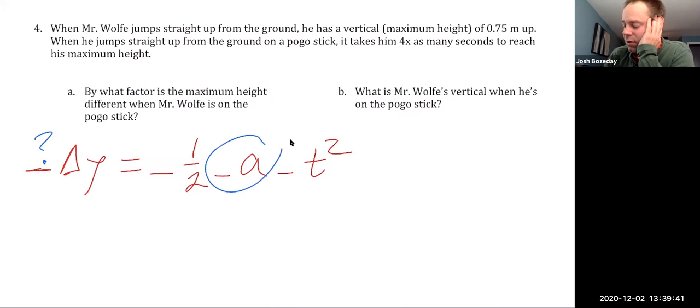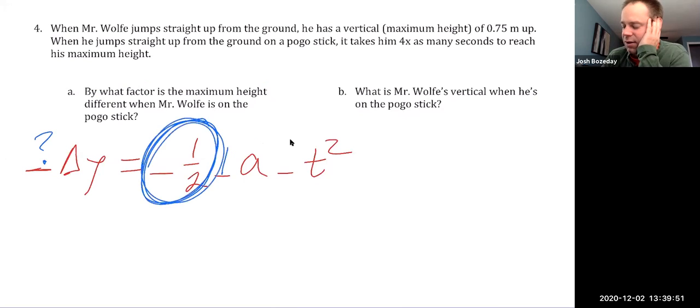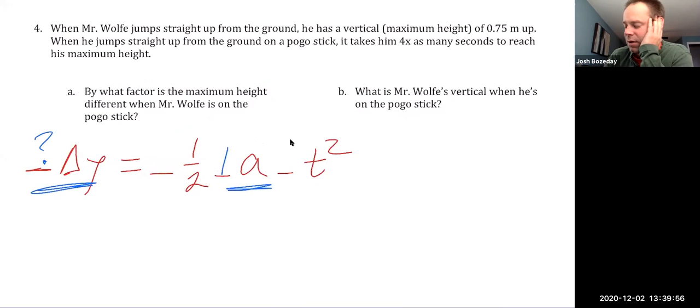We're still on Earth, so gravity, whether we're on the pogo stick or just jumping up and down, is still 9.8. We can't change that. So that's a 1 because it's the same. There's nothing you can do to change the 1/2. You could change the height, the planet, or the time, but you can't change the 1/2. So that's a 1 because it stays the same, whether you're jumping or on a pogo stick. And it tells us it's 4 times as many seconds.